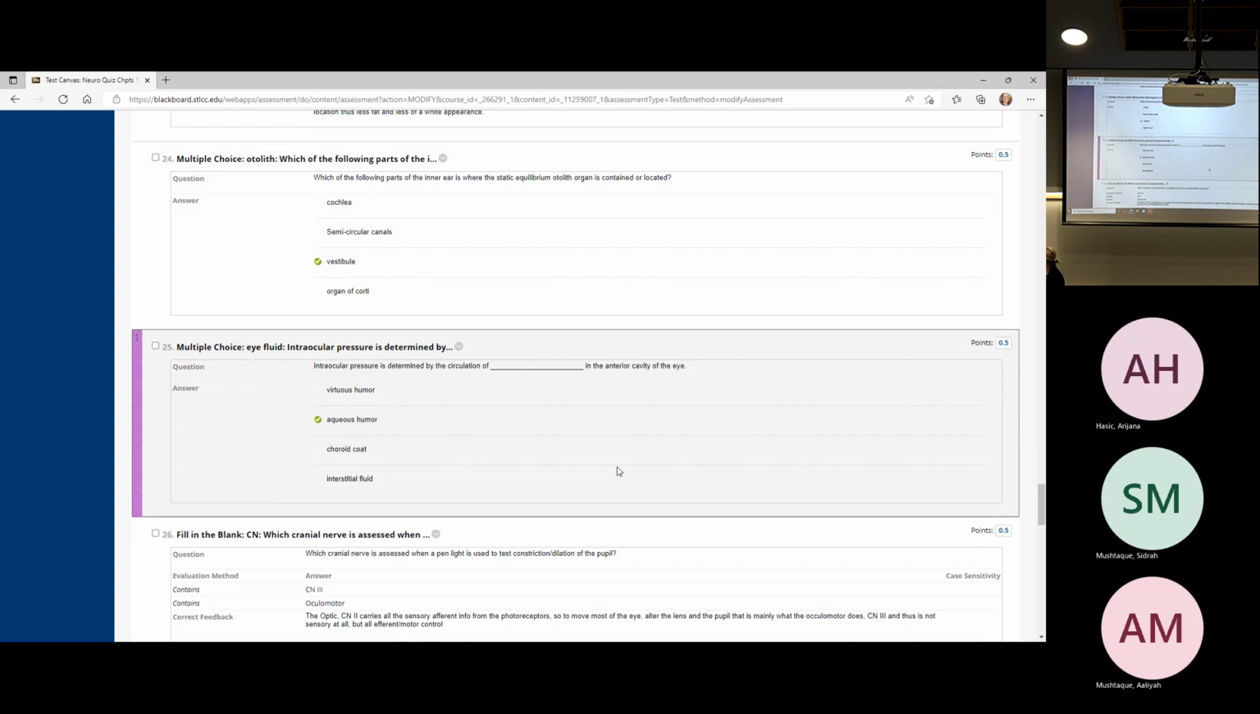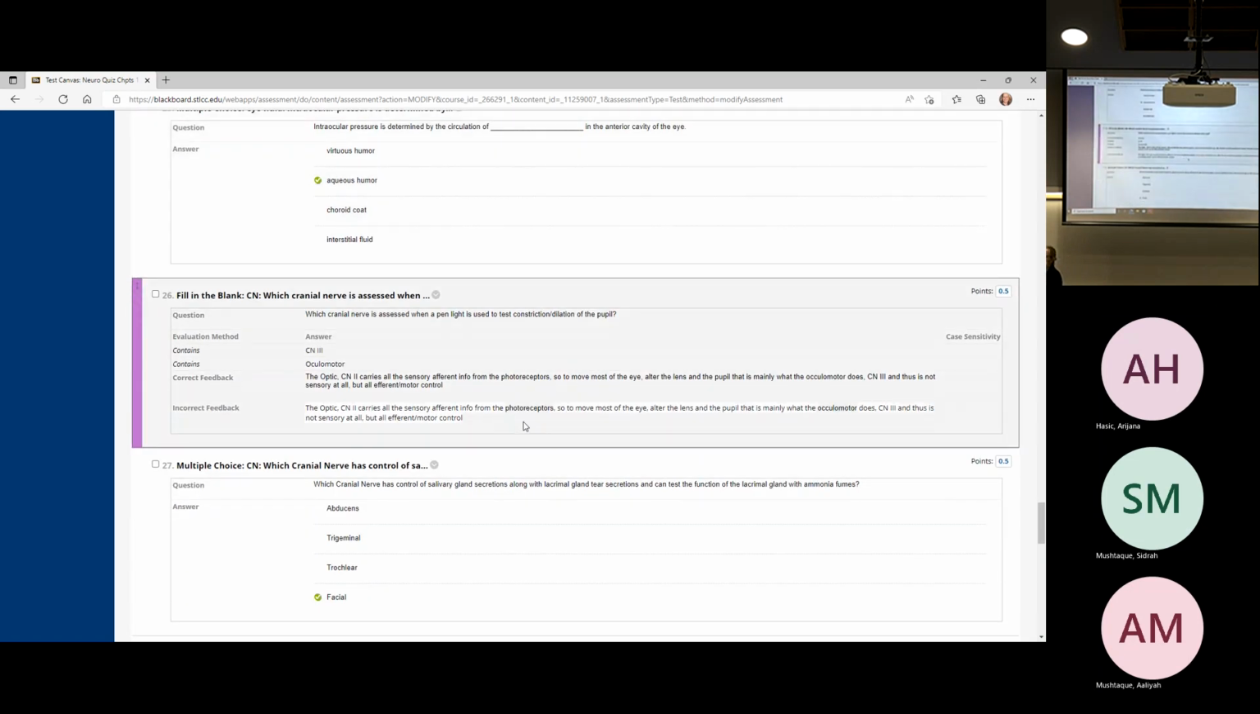Okay? Which of the following parts of the inner ear is where the static equilibrium otolith organ is contained? That's in the middle, so it's not the cochlea and it's not the semicircular canals. That's known as the vestibule. Right? Intraocular pressure is determined by circulation of blank in the anterior cavity of the eye. Aqueous humor. If I have too much, what disease am I eventually going to get? Too much aqueous humor? Glaucoma. Glaucoma.